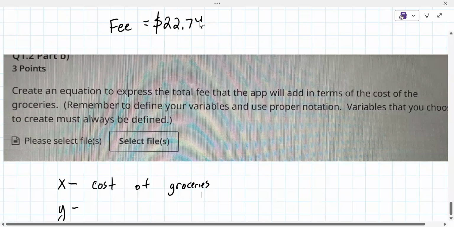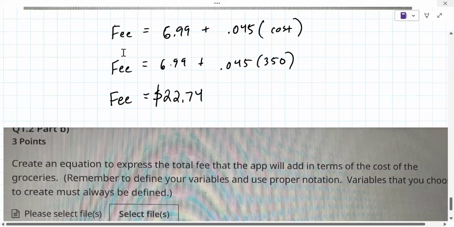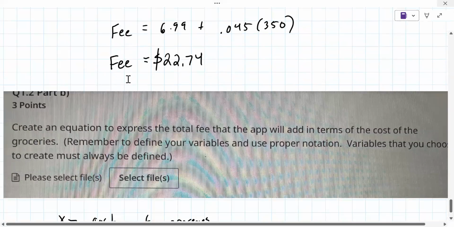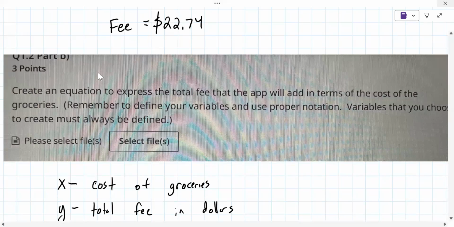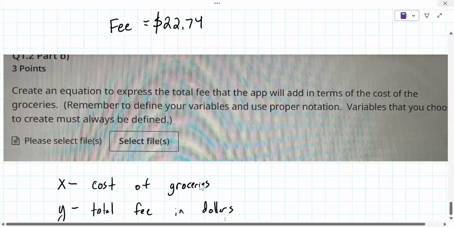I don't even know if this is reasonable or not. It doesn't seem like enough for $350 of groceries, but that's a side point, I guess. So what is the output? That's the fee. You have to be a little more specific. It's the total fee. Total fee in dollars. And I guess you could say x is the cost of the groceries in dollars.